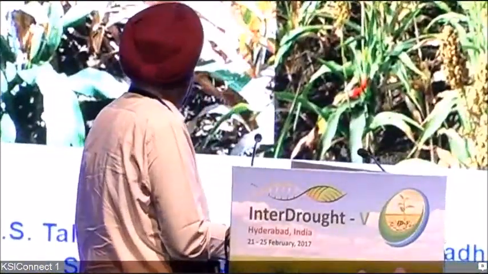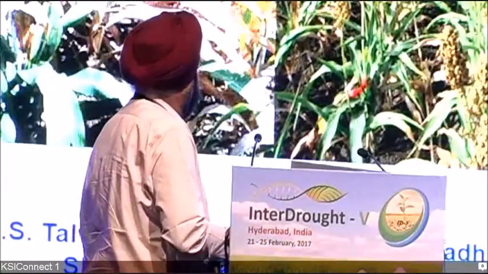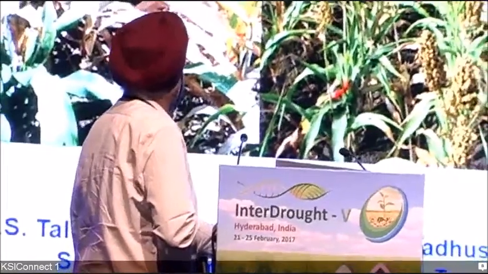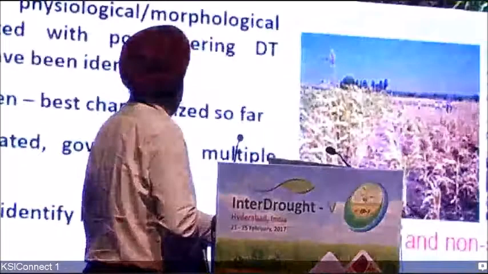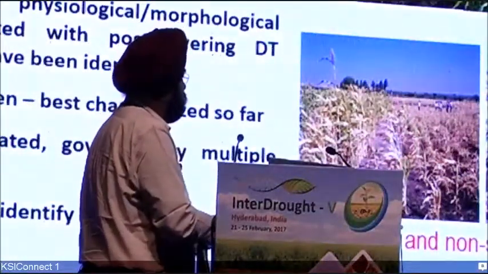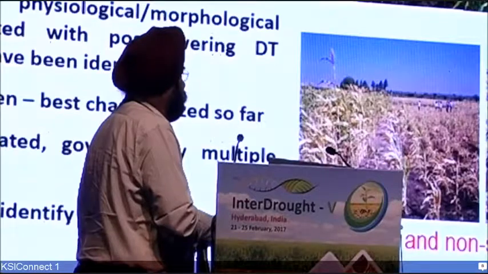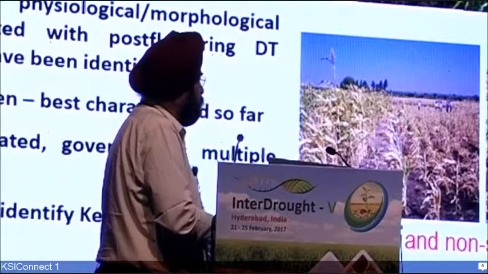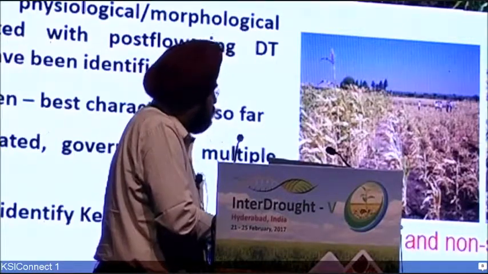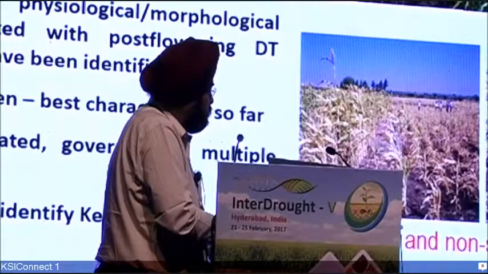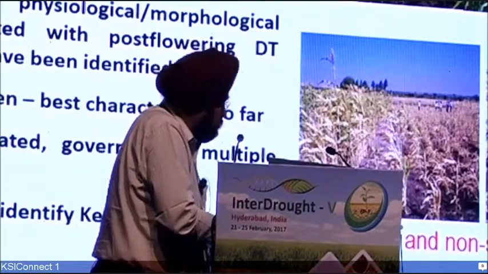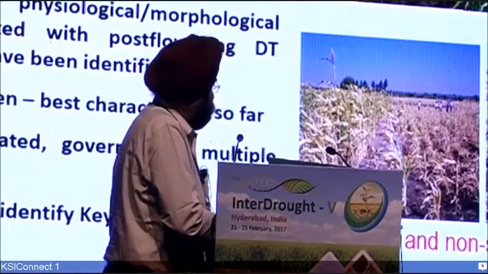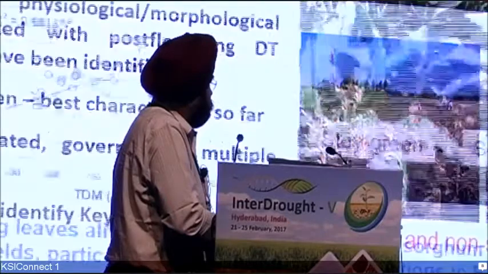My topic is that we identified some key QTL for stay green in post-rainy sorghum. Post-rainy sorghum is grown on residual moisture, and its prime target is to maximize post-anthesis water use and water use efficiency. Many traits have been identified in the literature, but stay green is best characterized so far. It is complicated and governed by multiple QTLs, so we needed to identify the key stay green QTL. That was the major objective.